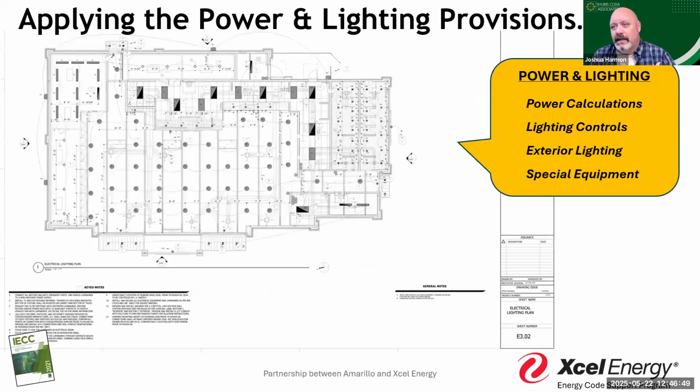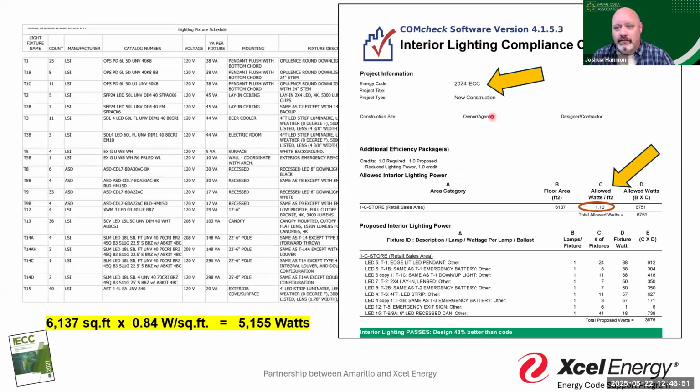When you apply it in the field, again, we're going to be looking at those same designs and we're going to be saying, okay, does this match? It's 24 code. Nope, I'm a 21. I'm looking at this for the 21. So that means I've got the wrong calculation because this calculation shows a convenience store sales area at 1.10, whereas my code says 0.84 watts per square foot. They're going to be off. I'm going to verify all these things.